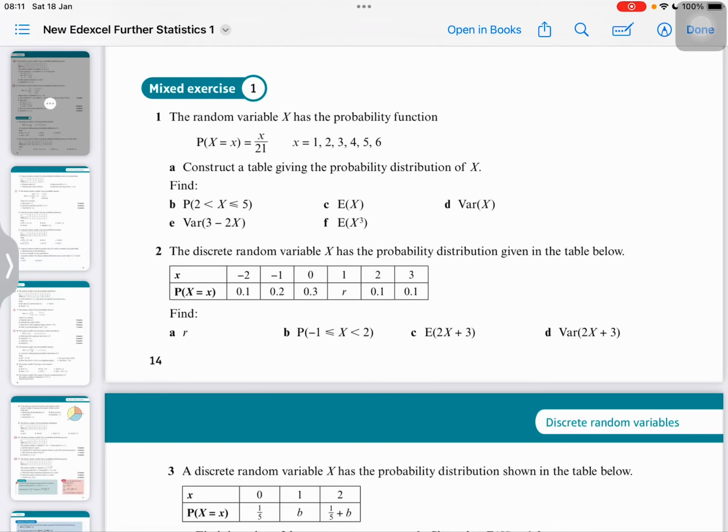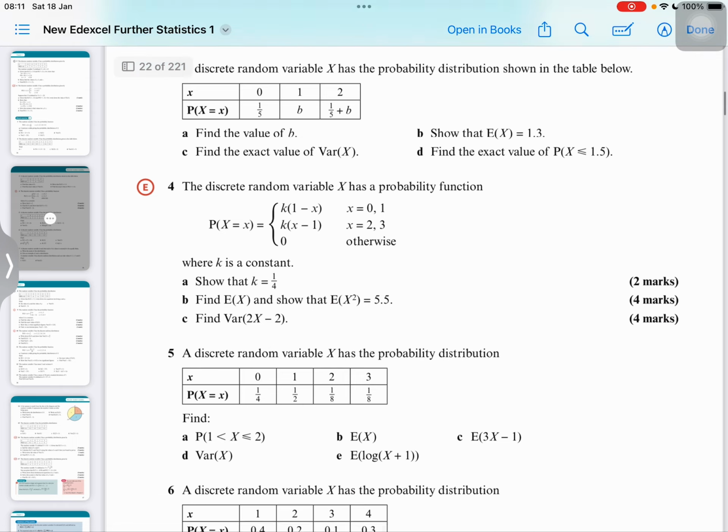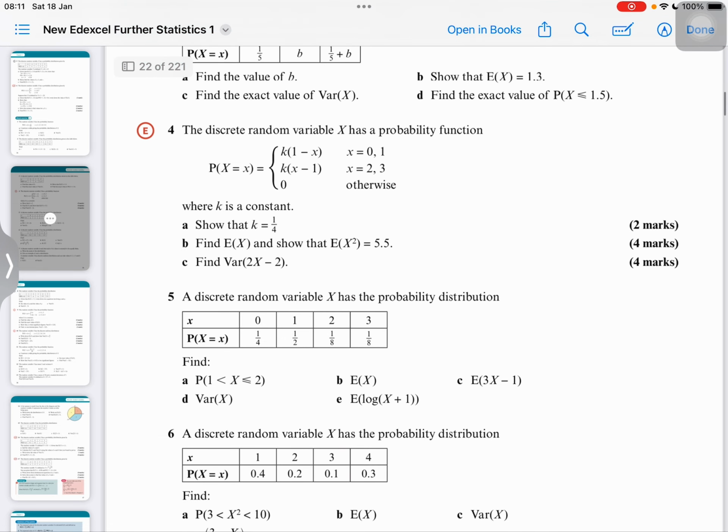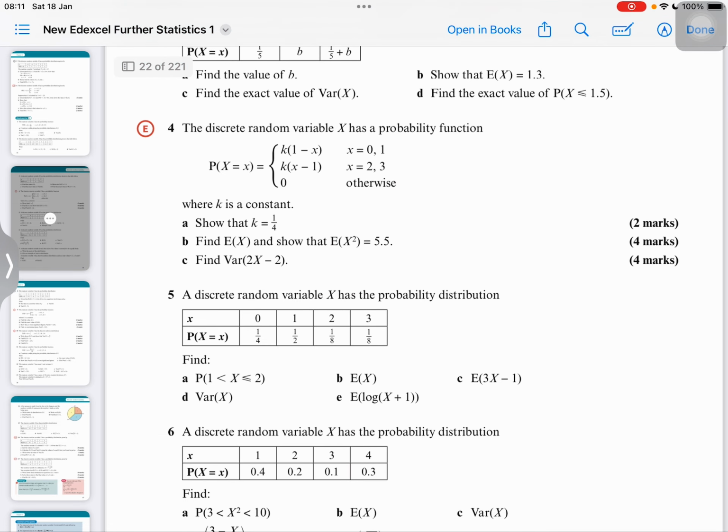So this is the mixed exercise of the Further Statistics of A Level Edexcel, Chapter 1, discrete random variables. I will solve the questions with this flag. So number 4, a discrete random variable X has a probability function.